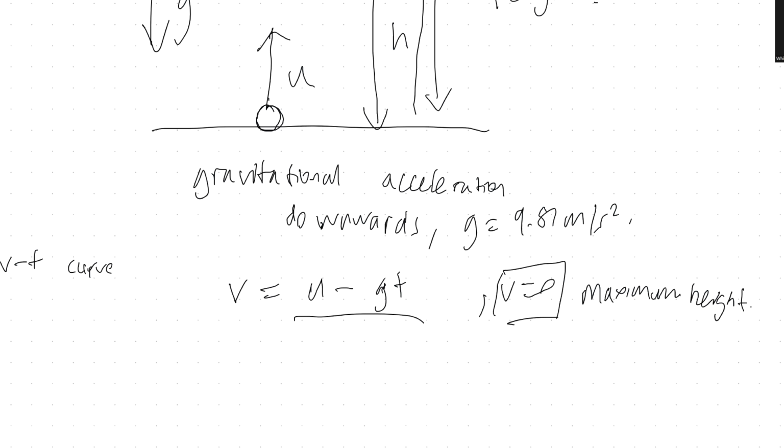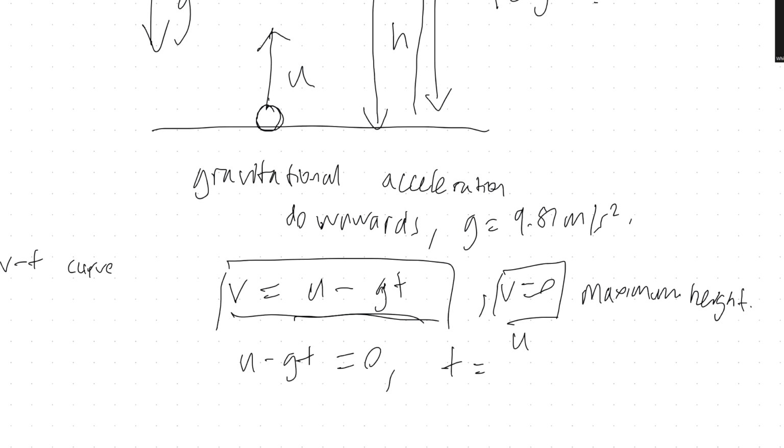And now we have this equation. We can use this equation to find the time at which your velocity is 0. So if we do some manipulation, you can see that u minus gt, at the time where the object reaches the maximum height, is equal to 0. And doing some math, we obtain that your time is your initial velocity u over your acceleration g. So this is our time.